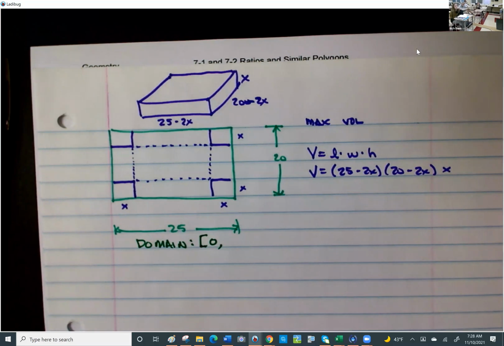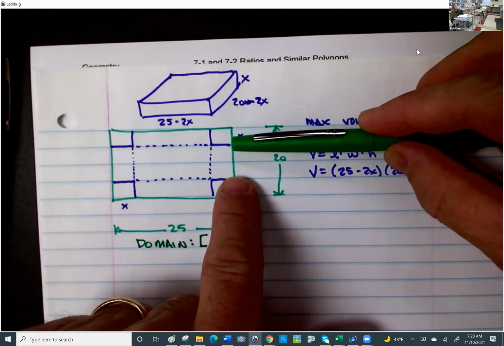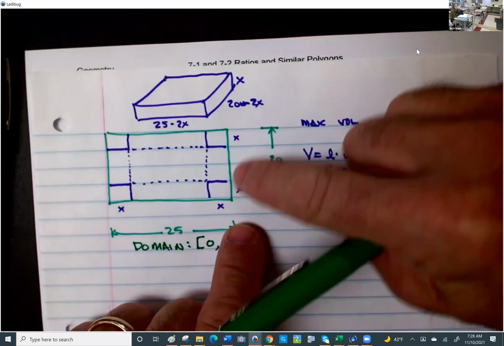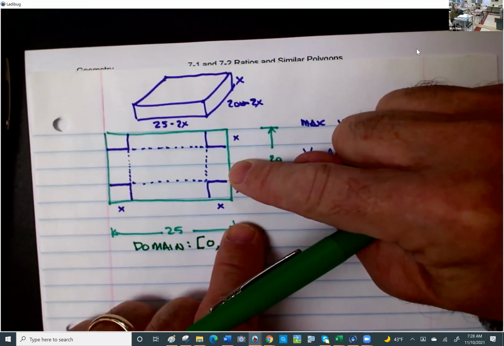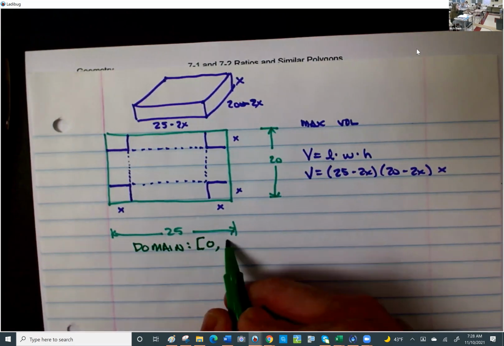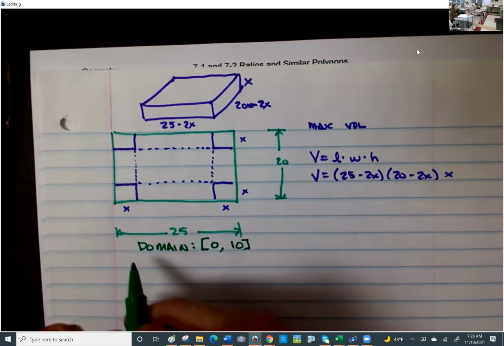Now, what will be the maximum that X will be? Why 10 and not 2 million? 10 is your next 0. Why is that my next 0? Because 20 minus 2x equals 0. Can you see what happens to this length here when X equals 10? Which means we can do what? Yes, we can say this.